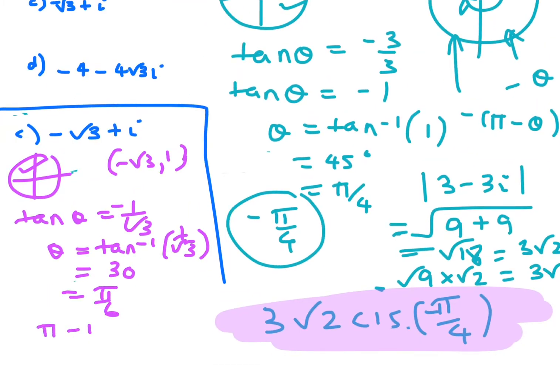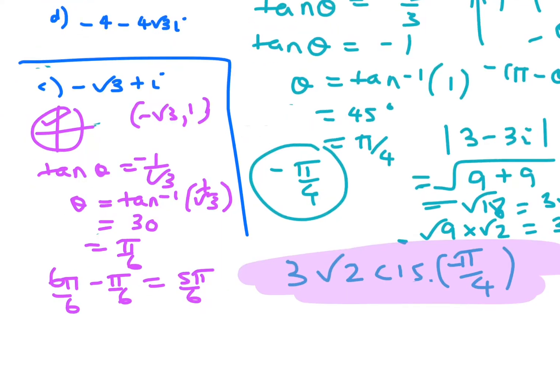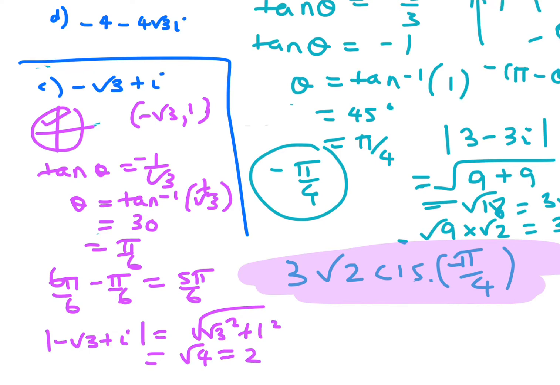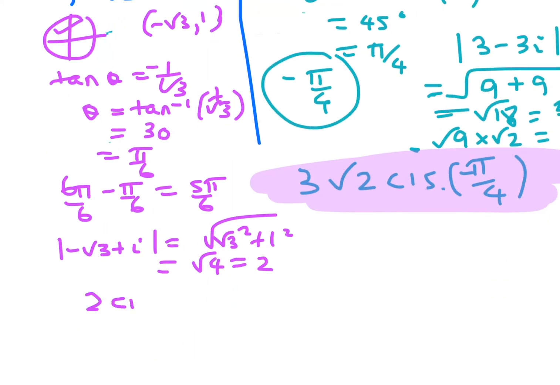In that quadrant, it will be pi minus pi on 6, which is 6 pi on 6 minus pi on 6, so it's 5 pi on 6. And the modulus of minus root 3 plus i is root of 3 squared plus 1 squared, which is root 4 or 2. So that's 2 cis 5 pi on 6.